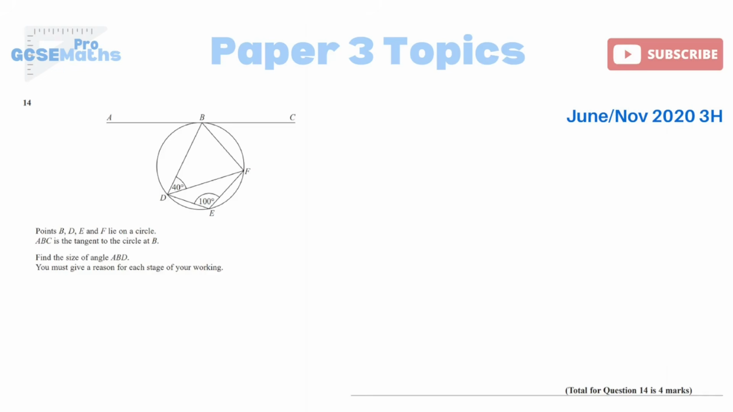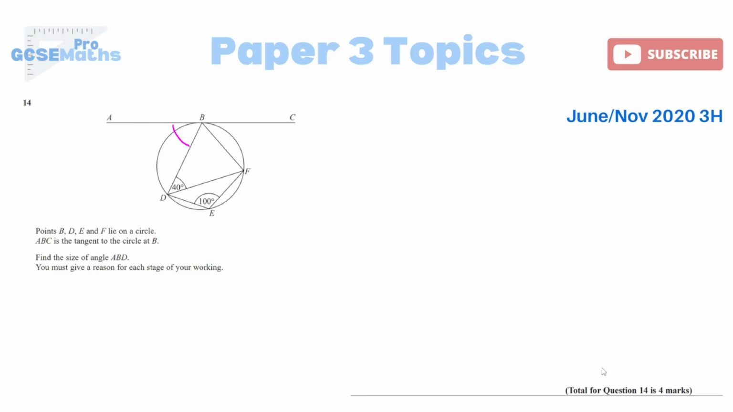Question 14, we've got circle theorems. Points B, D, E, and F lie on a circle. ABC is the tangent to the circle at B. Find the size of angle ABD. So let's mark that one. And it does say, in this case, give a reason for each stage of your working.